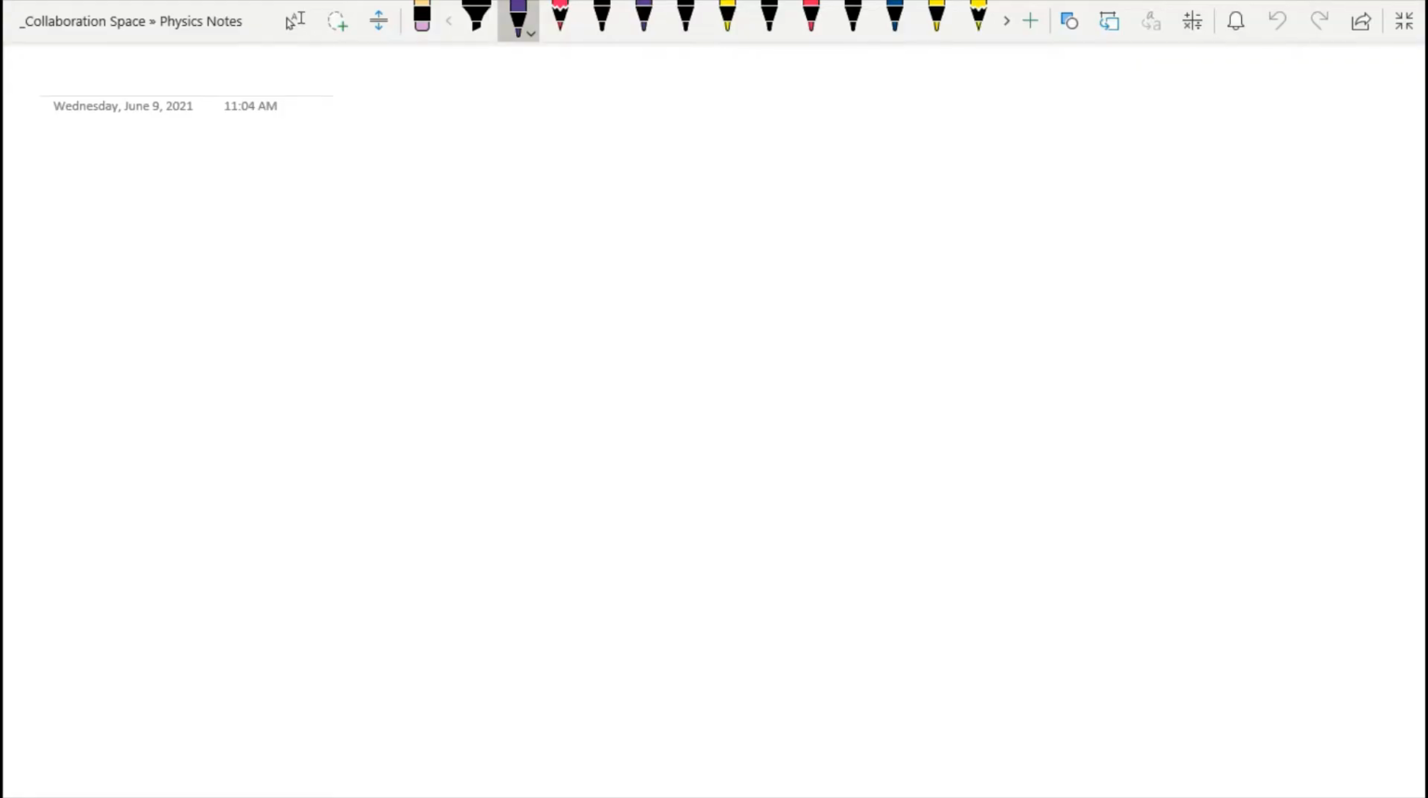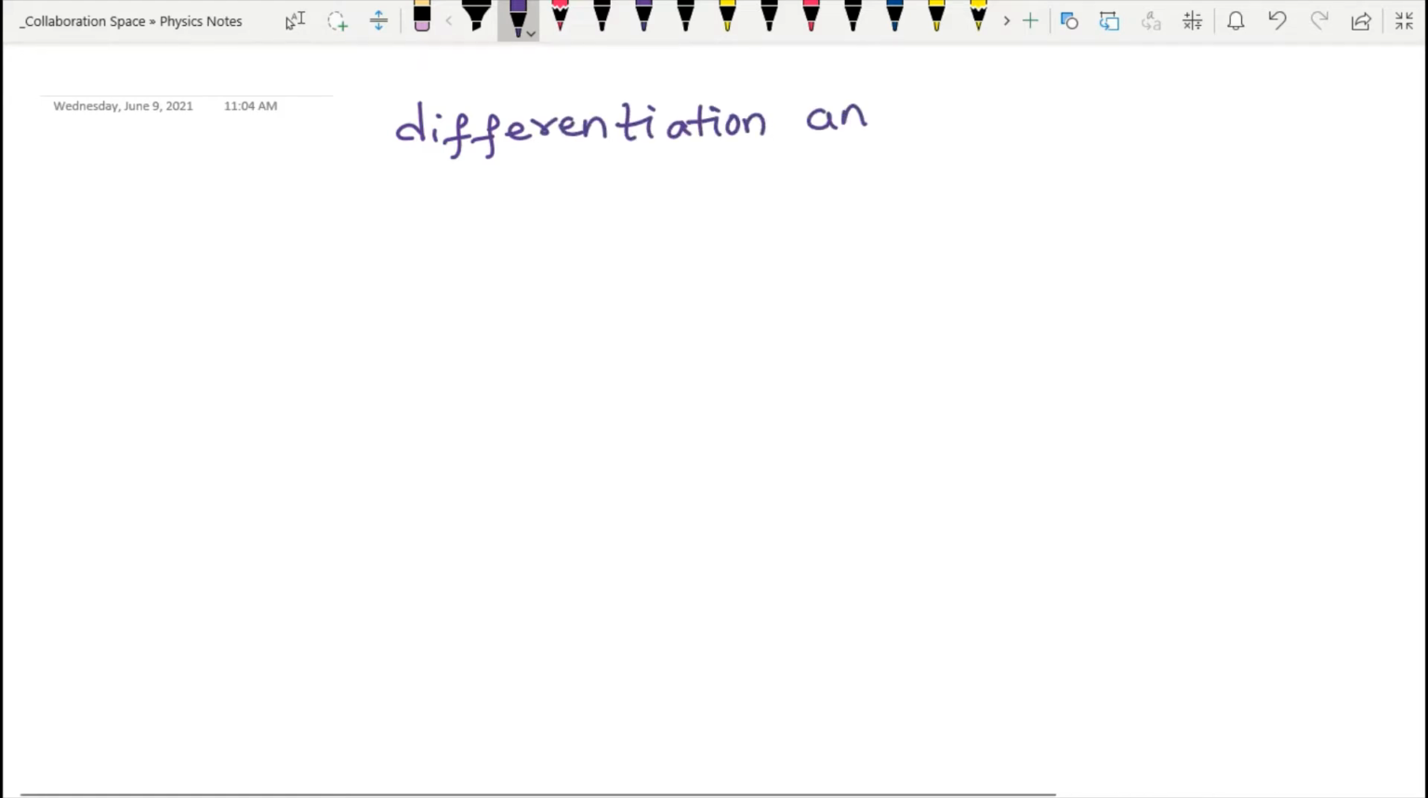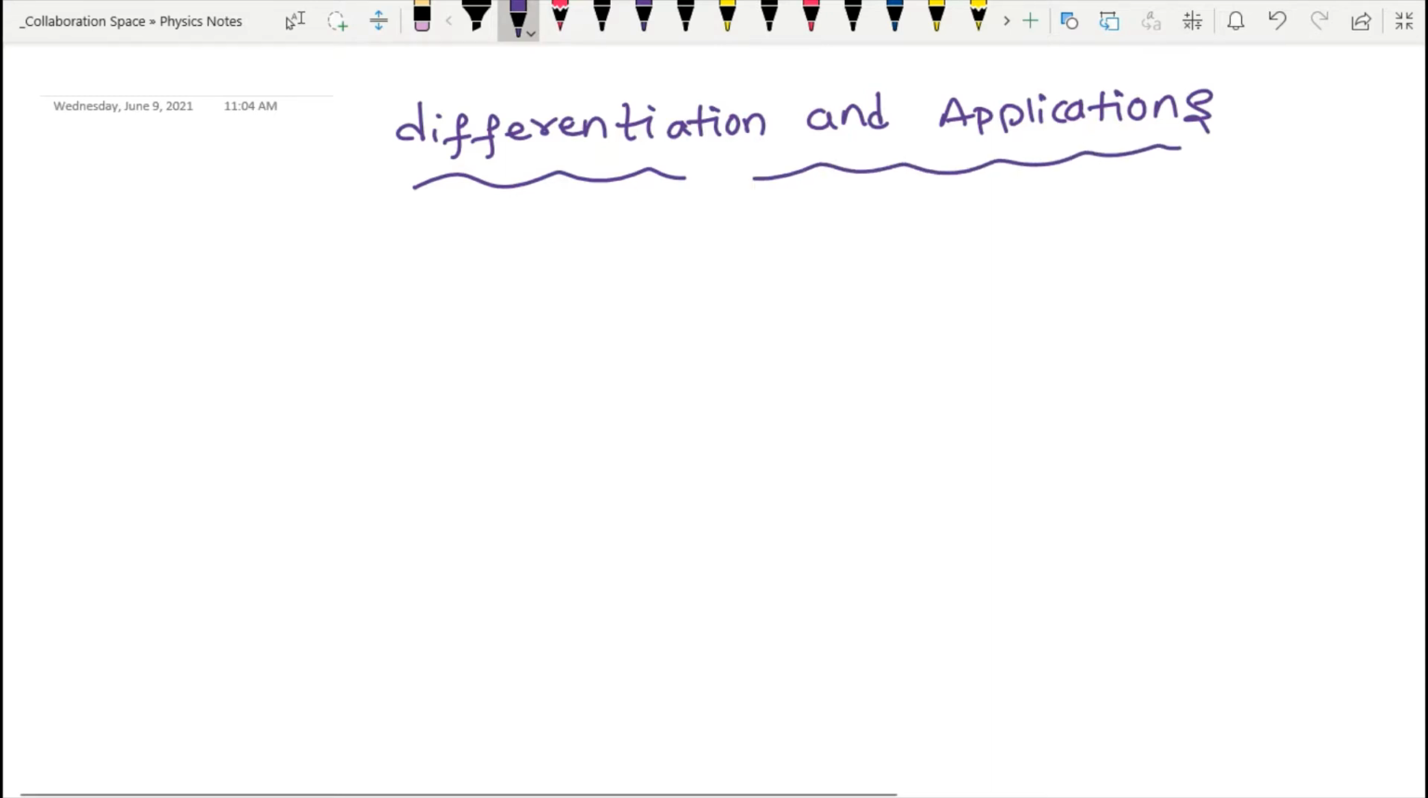So now we are going to start differentiation applications. Differentiation and applications. Let us start our discussion with a few formulas. I will ask you, and you need to tell me the formulas.